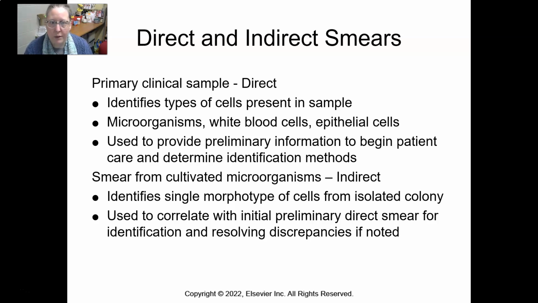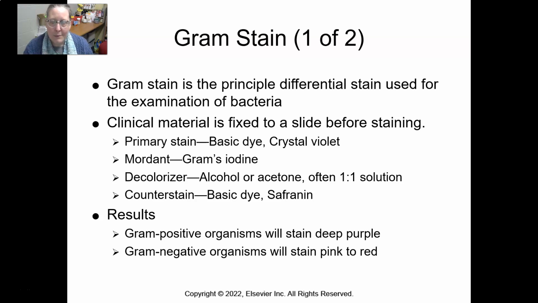The gram stain is the primary staining method that's used in microbiology. It is a differential stain used for the examination of bacteria, although we can detect yeast and parasites and other things with it too, of course, if they're in the specimen. The clinical material is fixed to a slide before staining, so that could be the swab, like the wound swab, it can be rolled on the slide, and then it can be heat fixed or methanol fixed or whatever your hospital uses for their protocol.